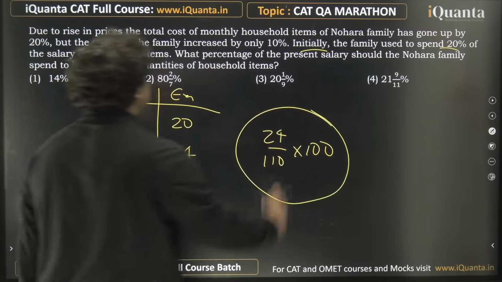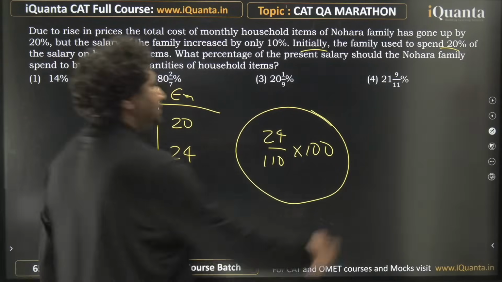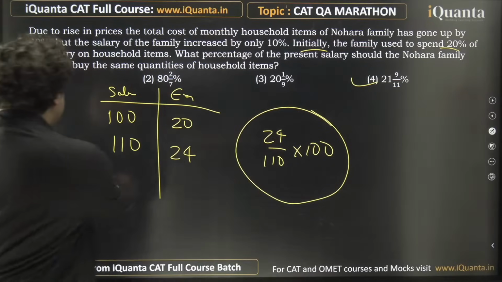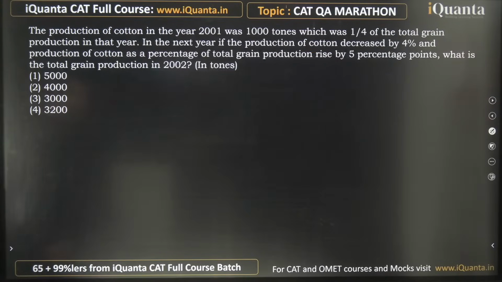This question is basically a concept booster, just to tell you how to calculate the percentages. So I hope that is clear to all of you. 21 9 by 11 is the correct answer. No prizes for guessing here. Coming to next question.